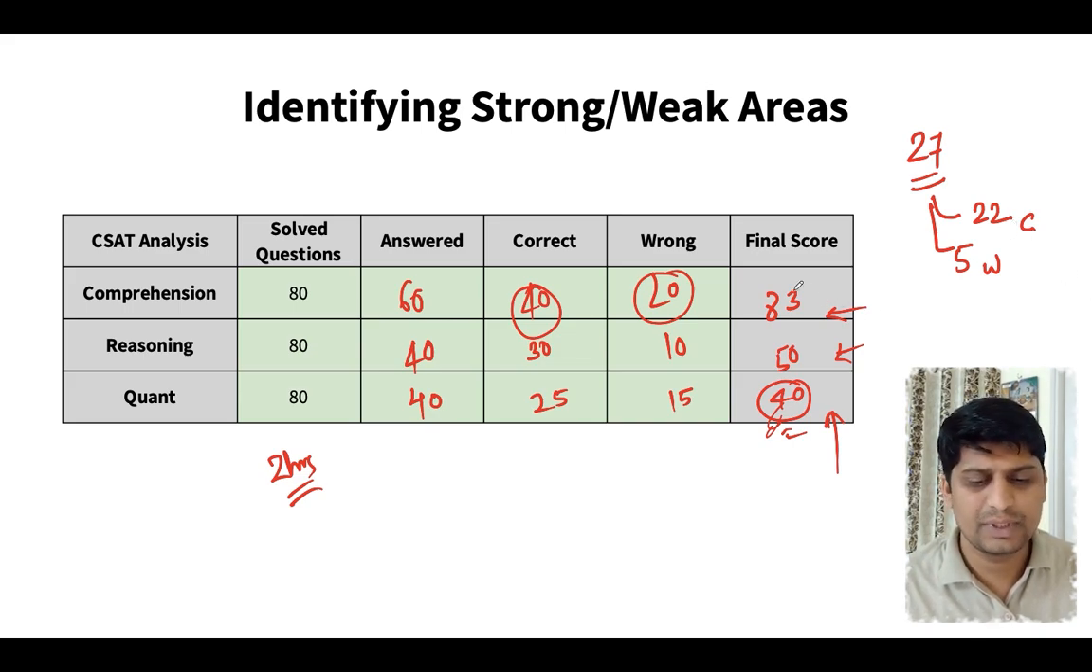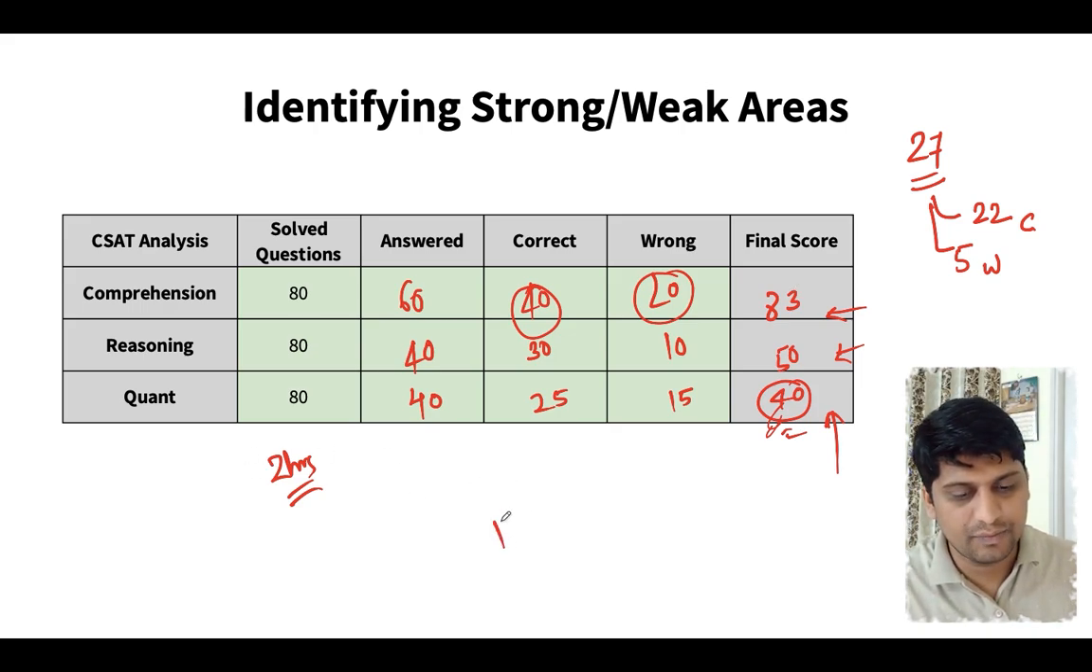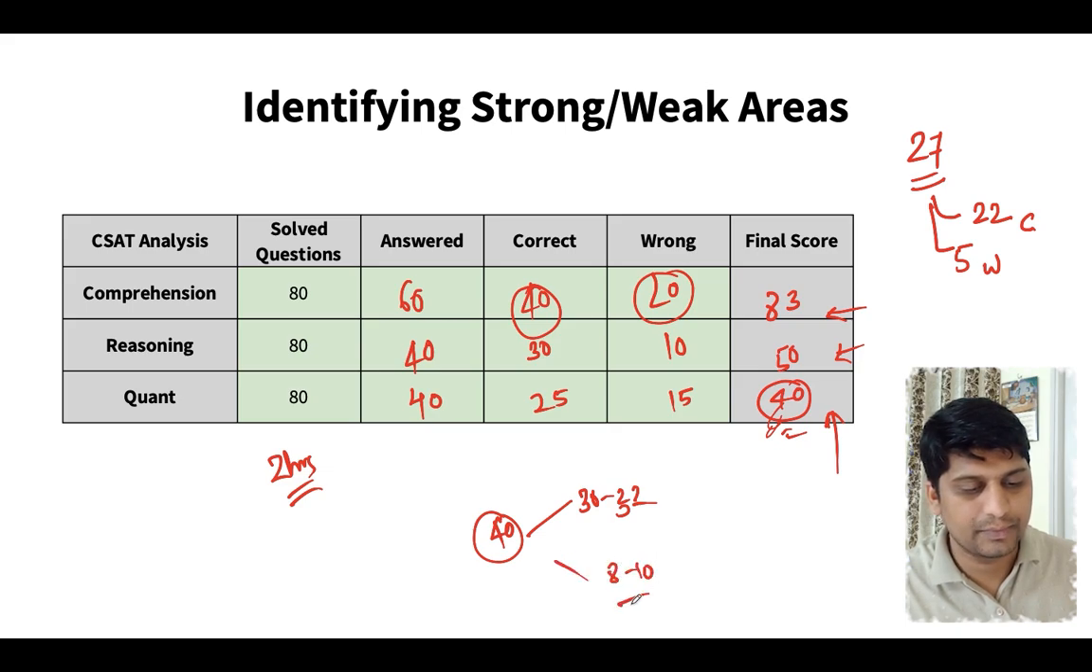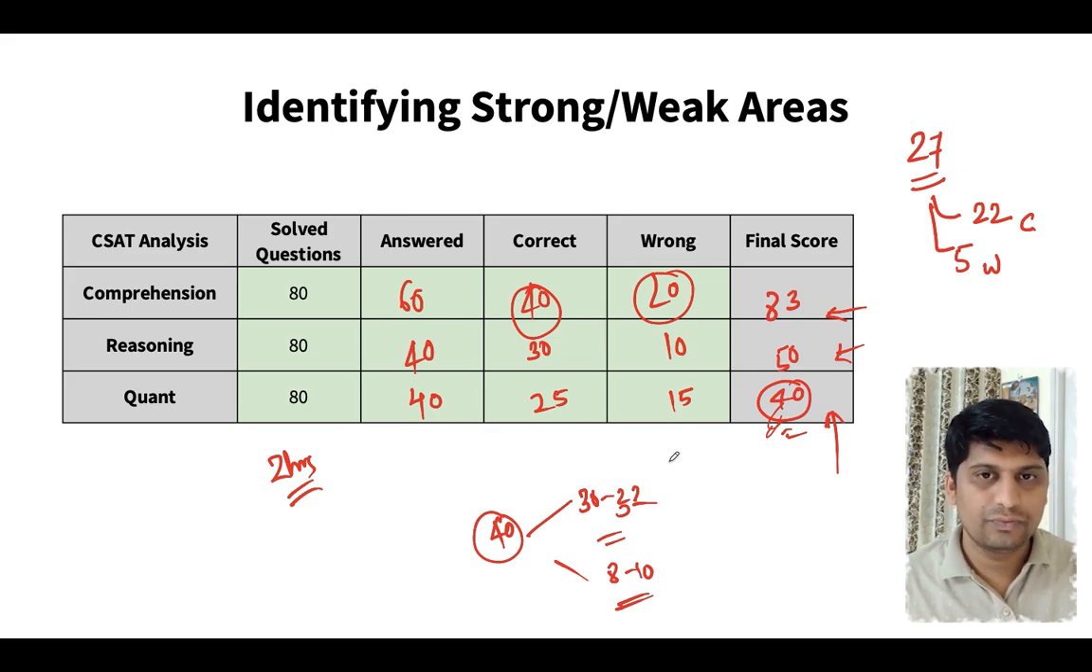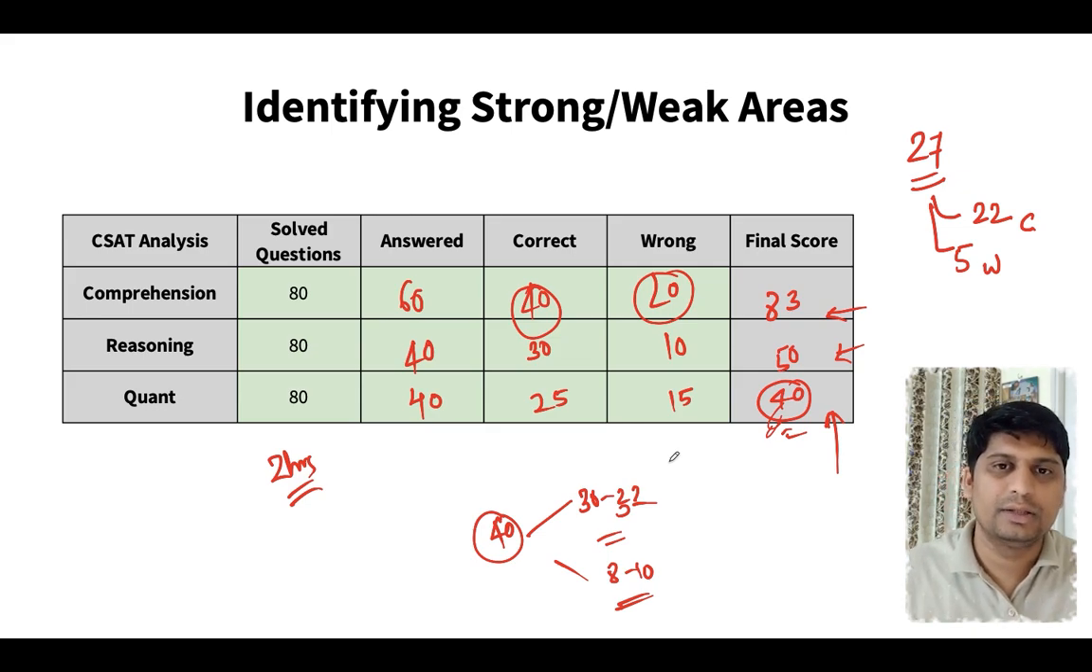So if somebody's strength is quant, similarly, if 40 questions are coming from quant in the actual exam, he should get at least 30-32 correct, and then 8 to 10 can be wrong. Like this your accuracy should be. So once you identify your strength and your weakness, you'll have to work on it.